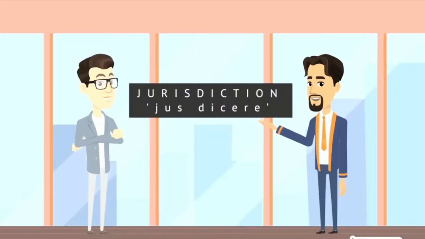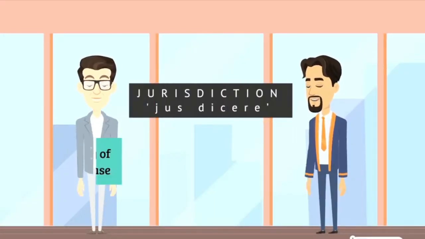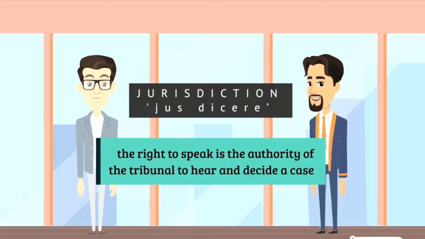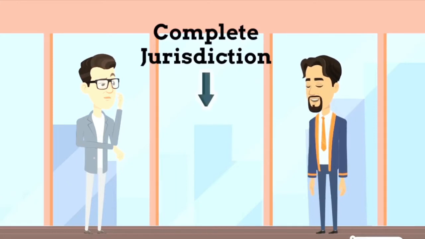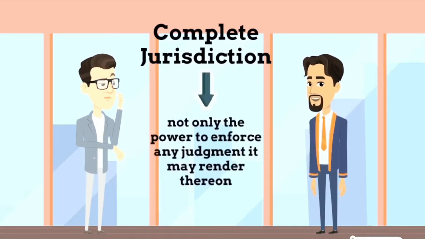Jurisdiction comes from the Latin words jus dicere, which means the right to speak. It is the authority of the tribunal to hear and decide a case. Complete jurisdiction necessarily includes not only the power to hear and decide, but also the power to enforce any judgment it may render thereon.